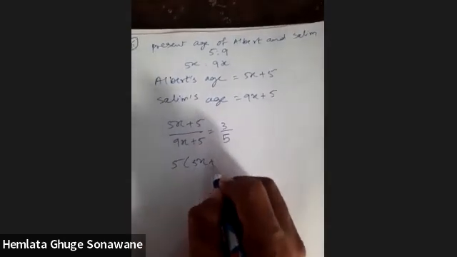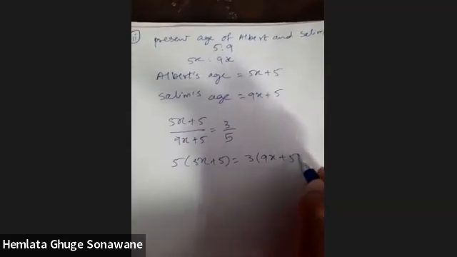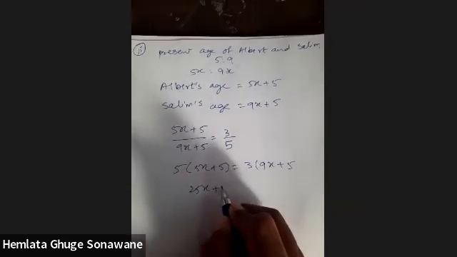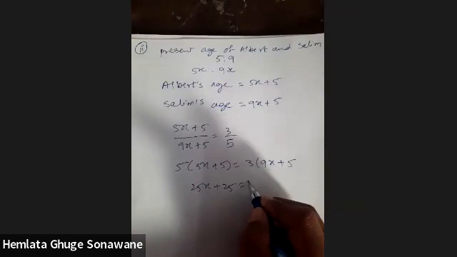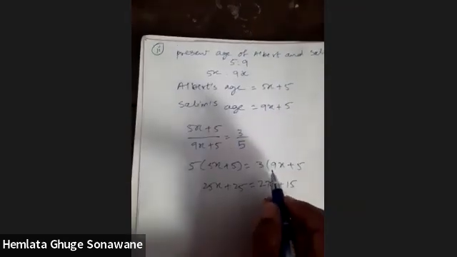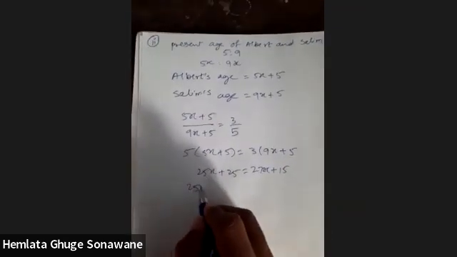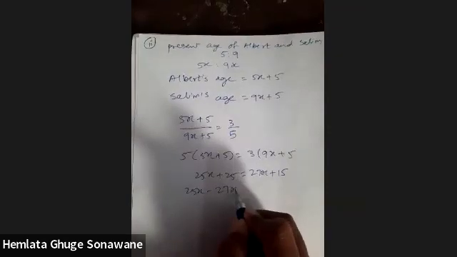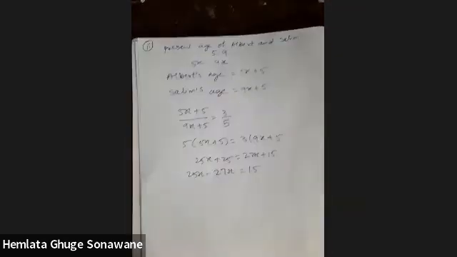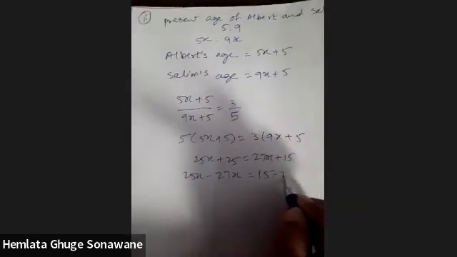5 into 5x plus 5. 3 into 9x plus 5. That becomes 25x plus 25. 9 3s are 27x plus 15. Now we'll take this 27x towards the left hand side. So 25x minus 27x, and 15. This 25, we'll take towards the right hand side. So 15 minus 25.